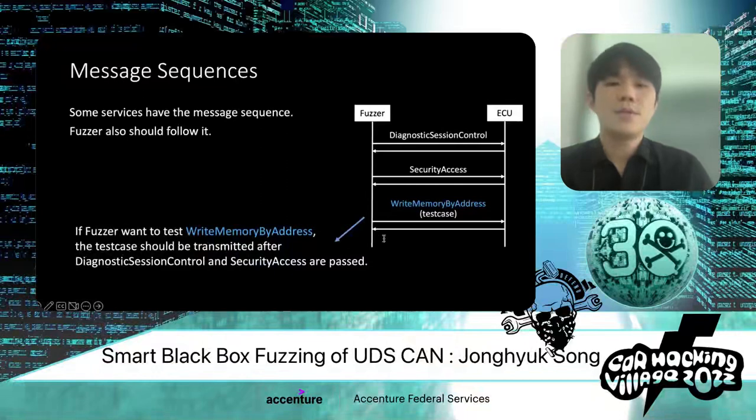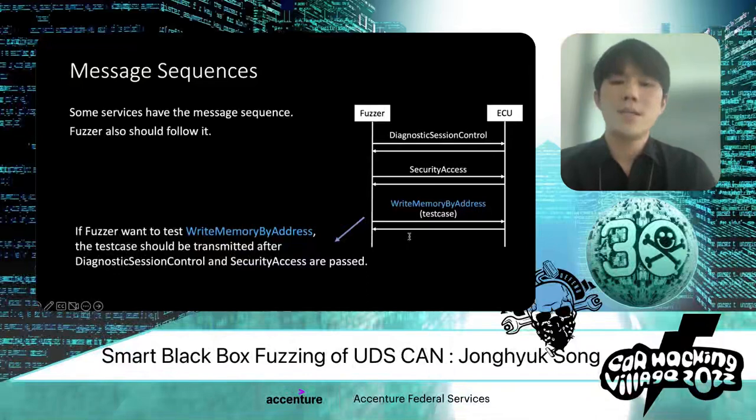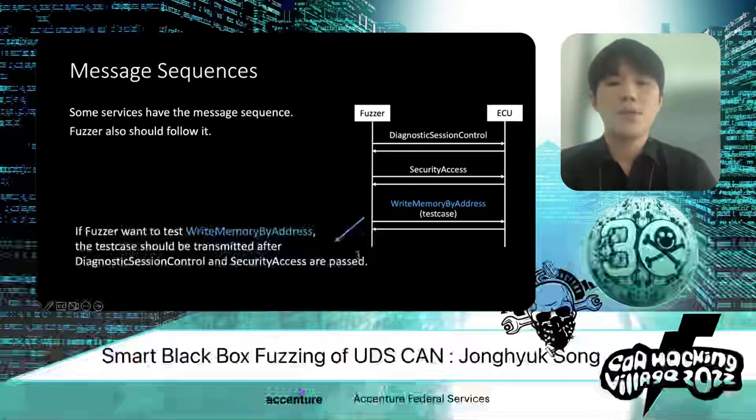If the Fuzzer doesn't pass one of the two services, the target issue will ignore the write memory by address request. So the test case becomes meaningless. Therefore, Fuzzer must know the message sequence of all UDS services.